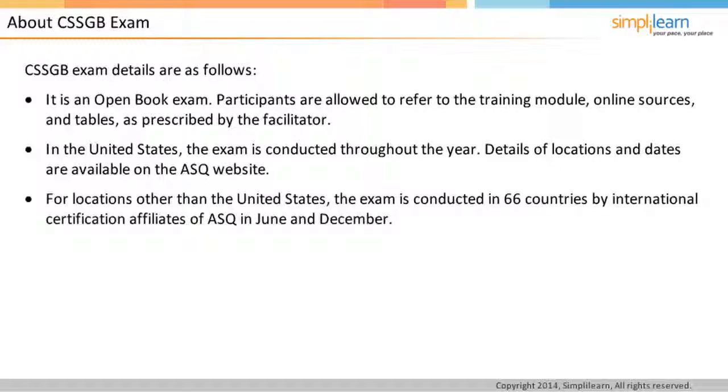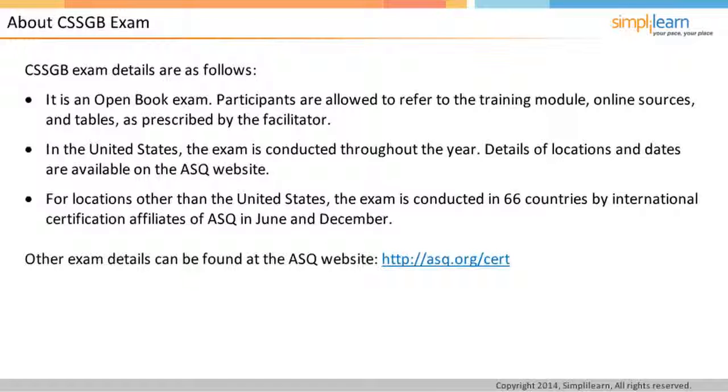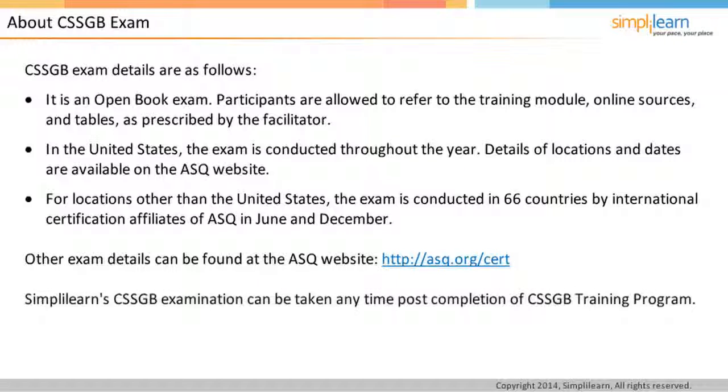For locations other than the United States, the exam is conducted in 66 countries by international certification affiliates of ASQ in June and December. Other exam details can be found at the ASQ website shown on the screen. Simplilearn's CSSGB examination can be taken anytime post-completion of the CSSGB training program. Let us learn about the Six Sigma Green Belt certification in the next screen.